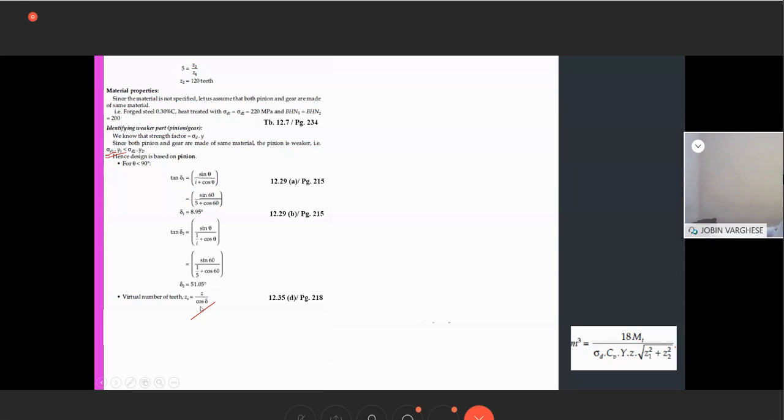Now using this, we find the virtual number of teeth for each of the pinion and gear. That is, we will calculate for pinion and gear. So the virtual number of teeth for the pinion is equal to, we are substituting delta 1 here. Okay, so 24 by cos 8.95. This will be equal to Z1 by cos delta 1, and you'll get two values here. Once the virtual number of teeth is calculated, the first idea is to calculate the module.